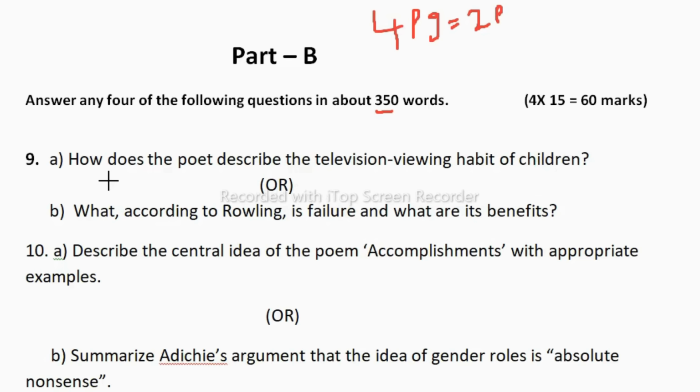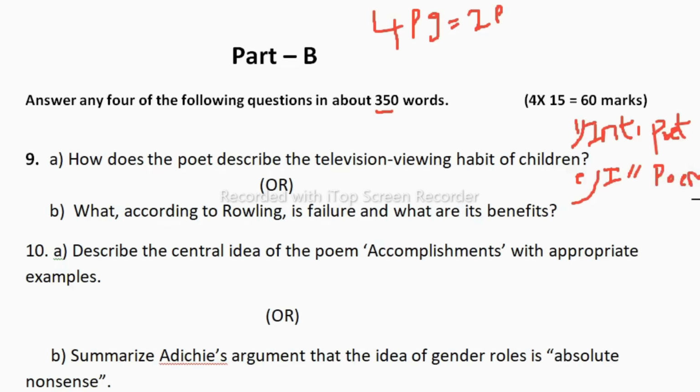So let's start how to do it. Whatever question you get, suppose "How does the poet describe the television viewing habit of children?" This is from the first unit, Television, written by Roald Dahl. Whatever question you get from the television, you should write the one summary only, whichever you have learned. Now how will you write? First, you should write the introduction to the poet, or if you are writing prose, then the introduction to the author. Then second, the introduction to the poem or prose, whichever it is. If you are writing a poem, you should write about the poem, or if you are writing prose, you should write about the essay or the prose.